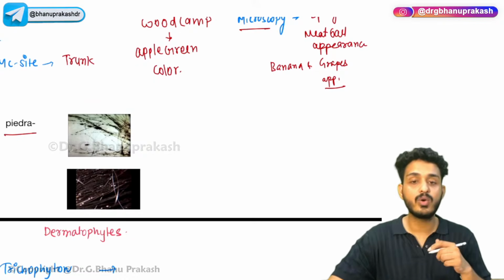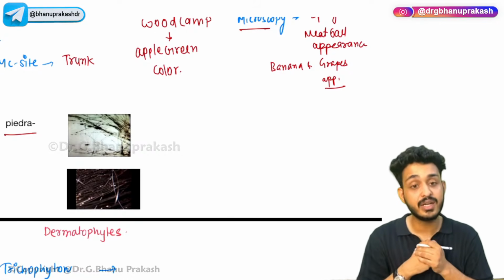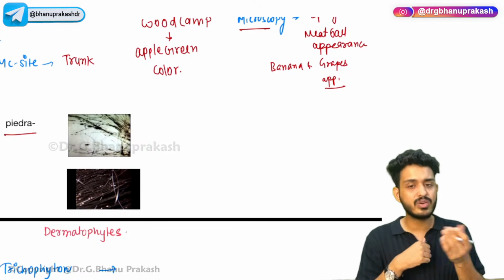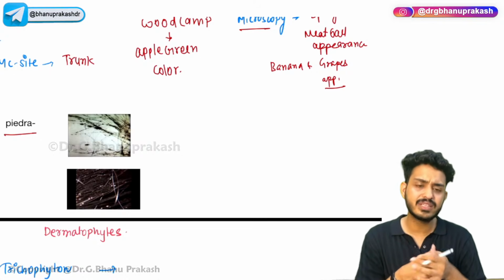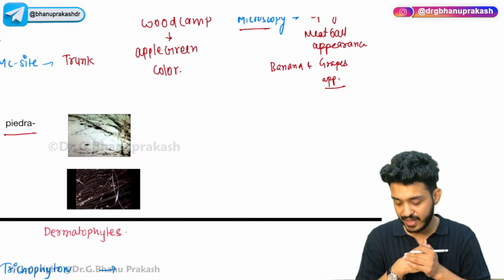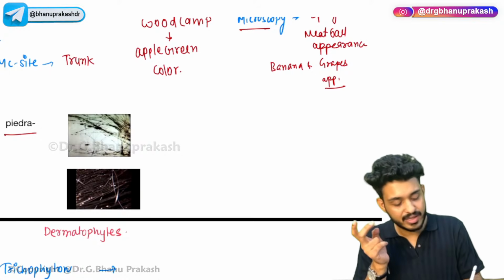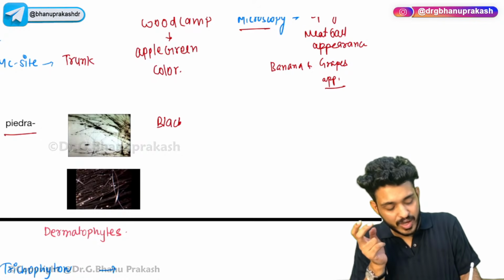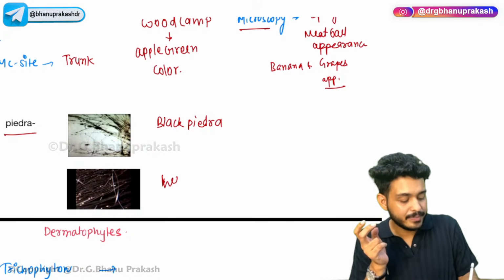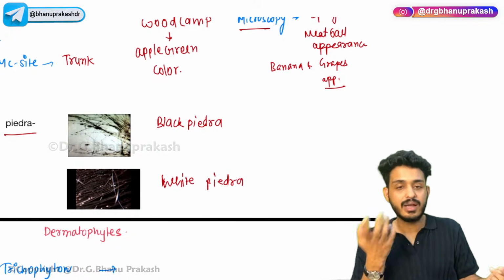Now let's talk about Piedra, guys. You must have seen Agori Babas, right? Those Agori Babas are having hair nodules, right? They are not very hygienic, so they will be having such kind of hair nodule infection, that is known as Piedra. We are having two types of Piedra. One is black Piedra, and second one is white Piedra. Piedra is a hair nodule infection.